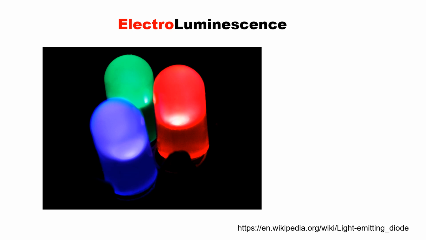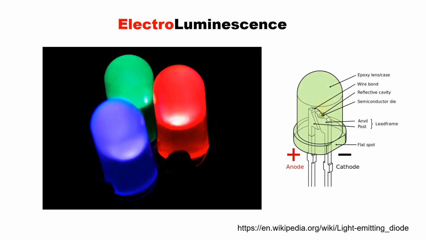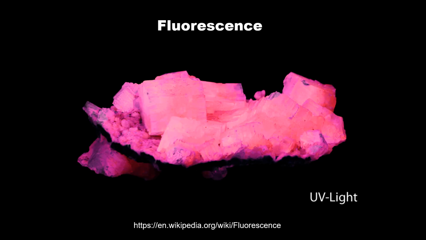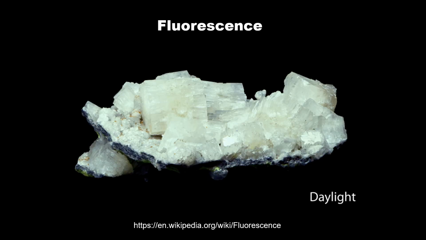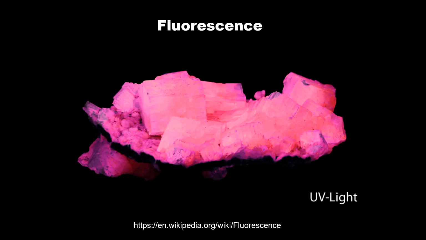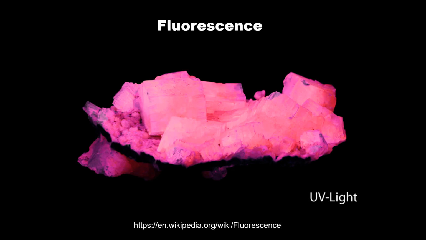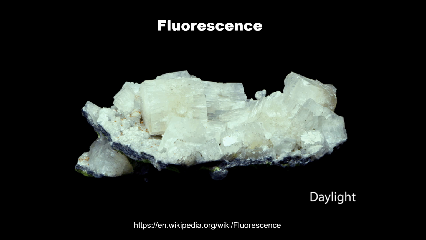Electroluminescence we see in daily life, and conventionally we have used fluorescent light, but these days LED is a more common and more efficient light source. In fluorescence, the input energy is light. Under daily light, it looks like just a white stone. But under UV light, the stone absorbs UV light and converts that energy into visible light.